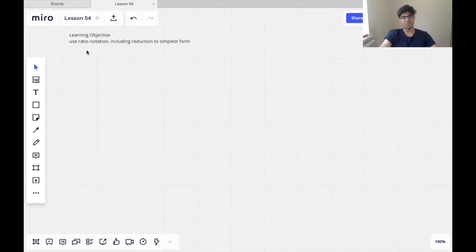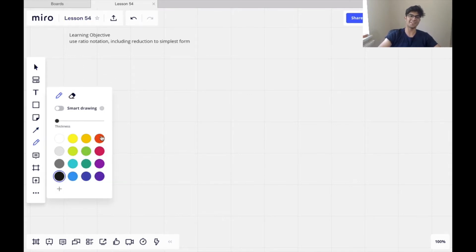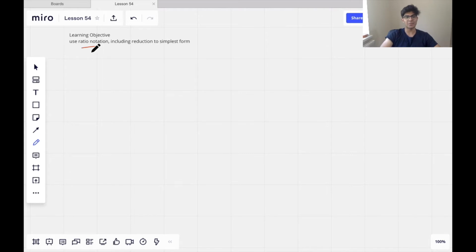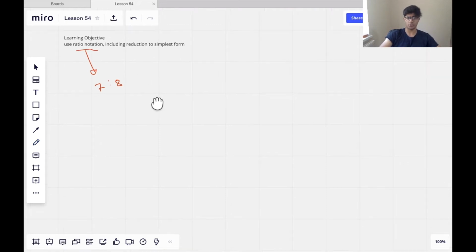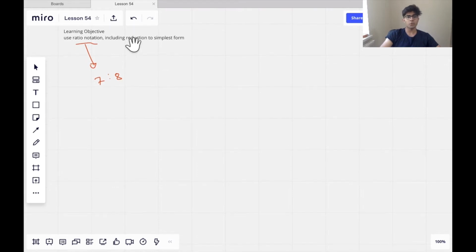So today's learning objective is to use ratio notation, including reduction to simplest form. A quick reminder of what ratio notation is. Remember, you have something like 7 to 8. That's a ratio. We talked about what this is in quite a few videos back, so do check that out if you don't really remember what's going on. With ratio notation, you just need to be able to use it. This means that 7 of whatever on the left is equal to 8 of whatever on the right. That's what this ratio means.